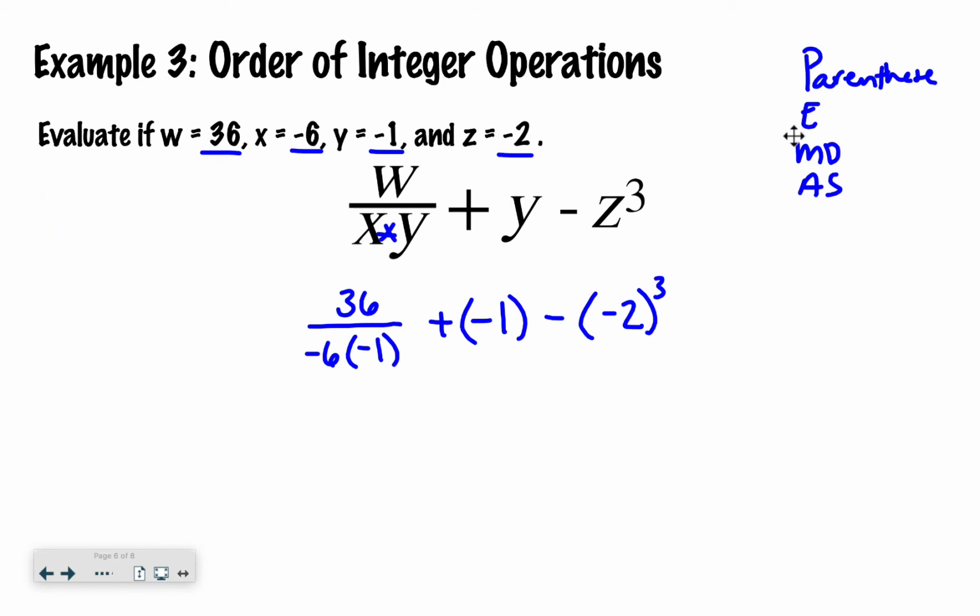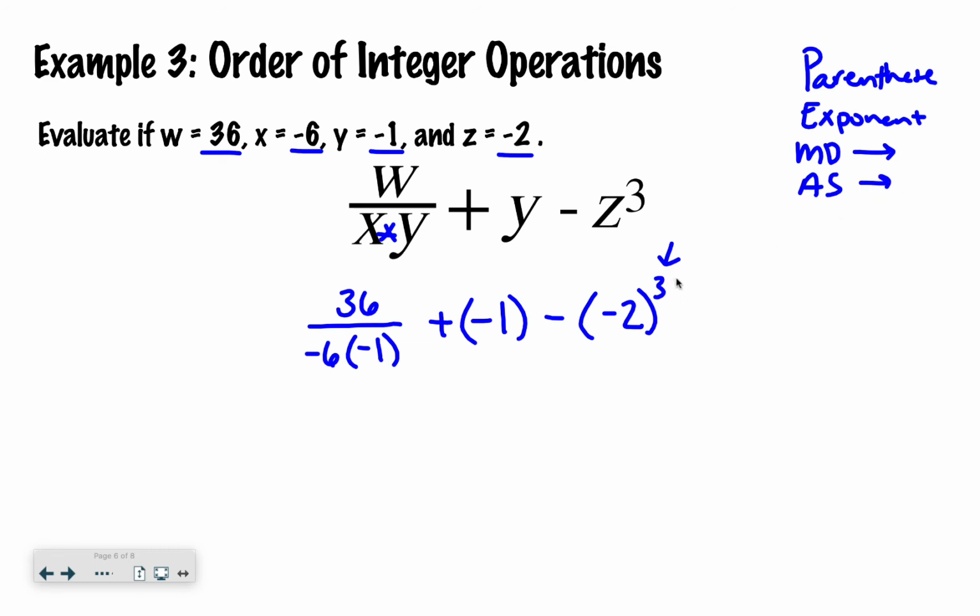Okay, E stands for exponents, and if you don't remember what an exponent is, this little 3 here is an example of an exponent. It's that little raised number, and I'll review how to solve those. And then this MD is multiplication and division. You go from left to right, and then once you're done with multiplication and division, you move on to addition, subtraction, and again, it's left to right.